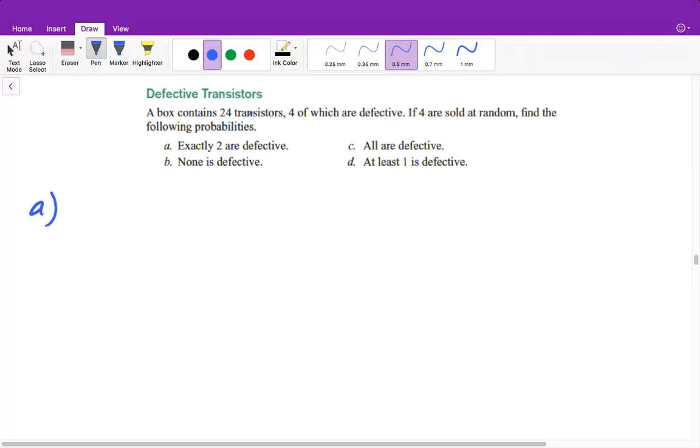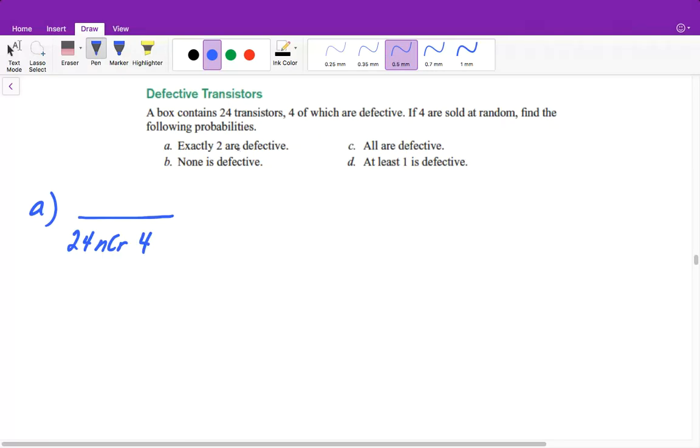So we have a box containing 24 transistors, 4 of which are defective. If 4 are sold at random, find a probability. So that means in our denominator, for all of these, we have 24 possible transistors that we can pick from. It doesn't matter the order, so it's 24 nCr, and we're picking 4 of them. So in all of our denominators, we're going to have this.